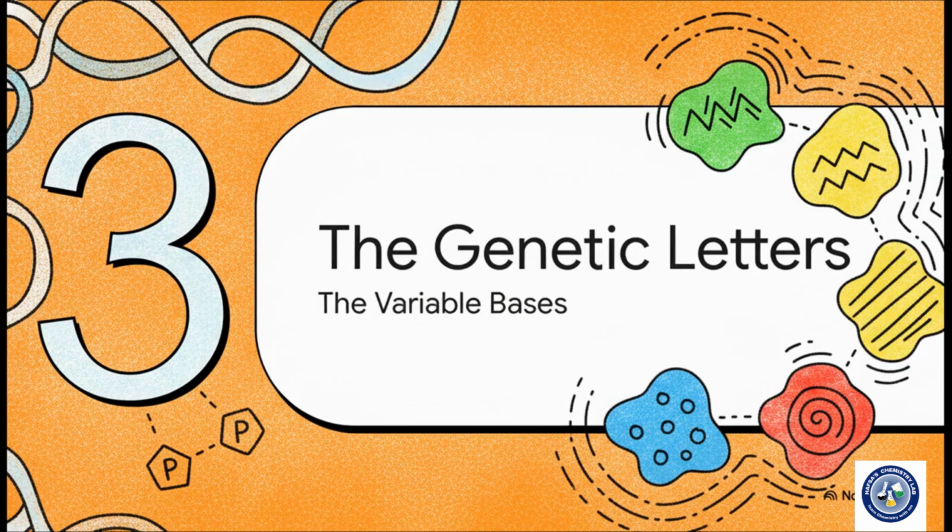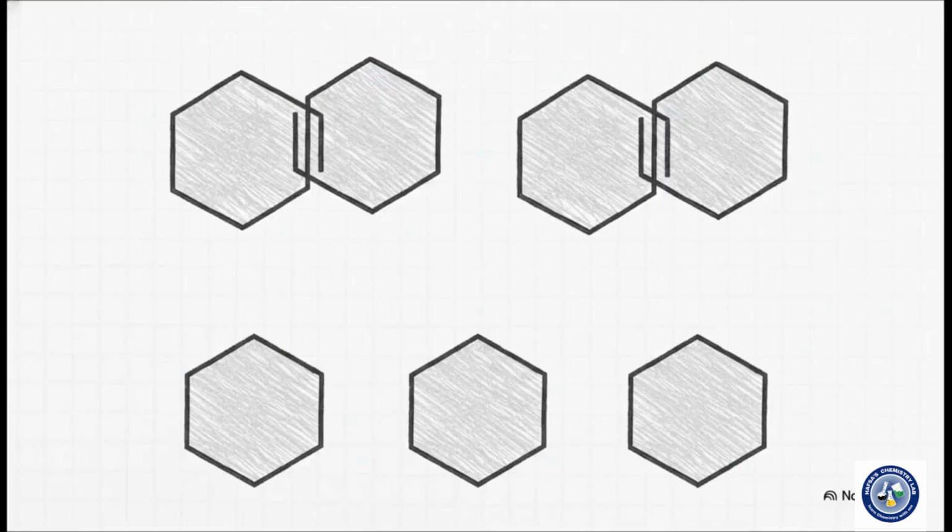Okay, Section 3, the genetic letters, the variable bases. So the sugar and the phosphate, they're always the same, but that base, that can change. And that variability is literally where the magic happens. Because it's the only variable part of the nucleotide, the nitrogenous base is the actual letter that encodes your genetic information. Chemically speaking, these bases fall into 2 structural families. First, you've got the purines. These are larger double-ring structures, specifically adenine and guanine. Then you have the pyrimidines. These are your smaller single-ring structures: cytosine, thymine, and if we're talking about RNA, uracil.